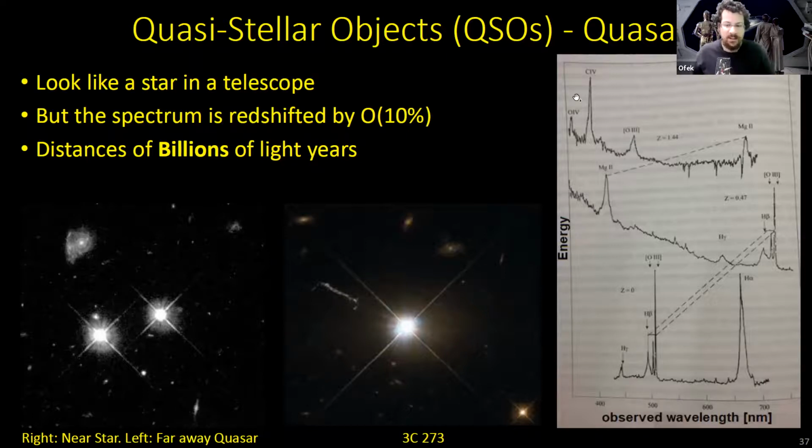And again, it indicates that these objects have to be very, very far away to be redshifted by such a great amount. And that also means that they have to be very, very massive to produce so much energy. So what are they then?